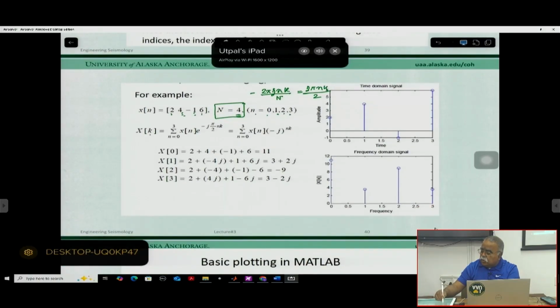So x0, in the frequency domain, this is x0, x1, x2 and x3. You can see here that the first value, if you put here from n equals 0 to 3 and this number, this will be 11, then 3 plus 2j, then there is a minus j, and then x3 equals 3 minus 2j.